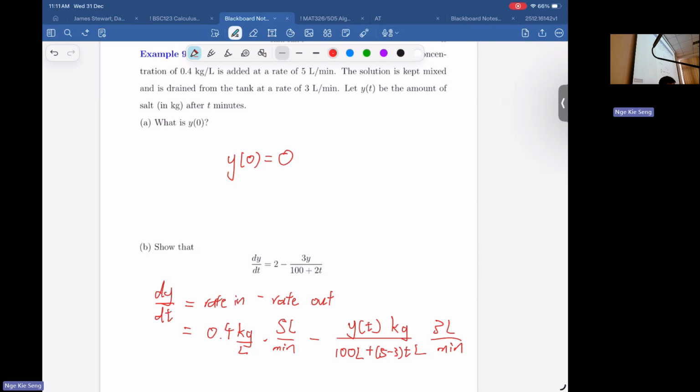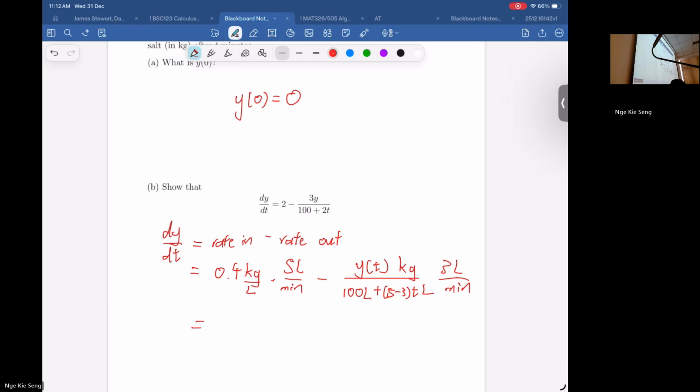Is it okay or not? Do you expect that your water will increase because the rate in is greater than the rate out? So your water is increasing, 5 minus 3 over time t. So altogether, what do you get? 2 minus 3y over 100 plus 2t. Exactly what we wanted to show.